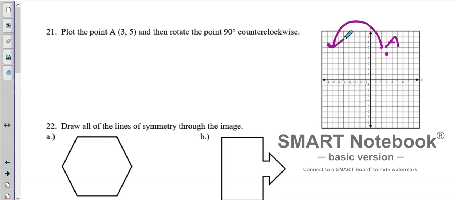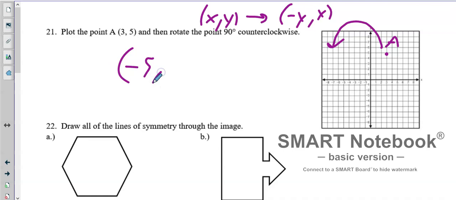So when we do a 90-degree change, we've had these on our cards earlier in the year, that means y comes to the front and becomes opposite, and x moves to the back. So negative 5, 1, 2, 3, 4, 5, 1, 2, 3 would be right there, and that would be A prime. A with an accent mark or an apostrophe.